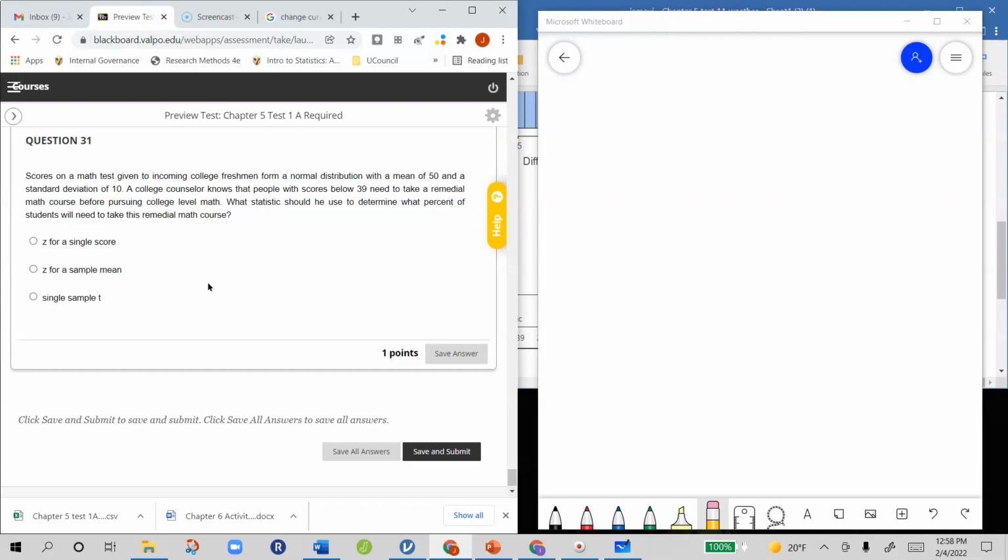Right, so note here that we do not have a sample mean, nor do we have a sample size. We're just trying to locate one score, and that's a score of 39. So that's going to be a Z for a single score.